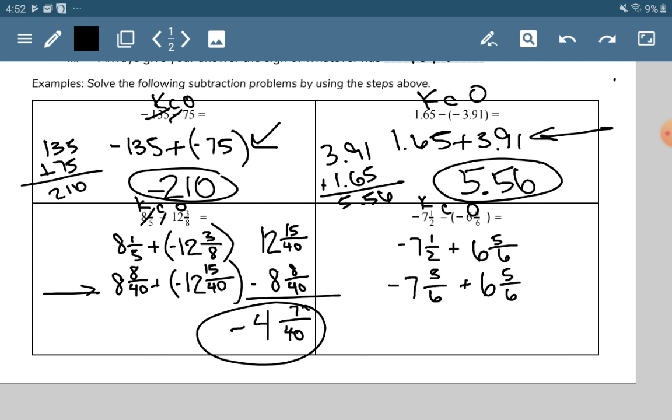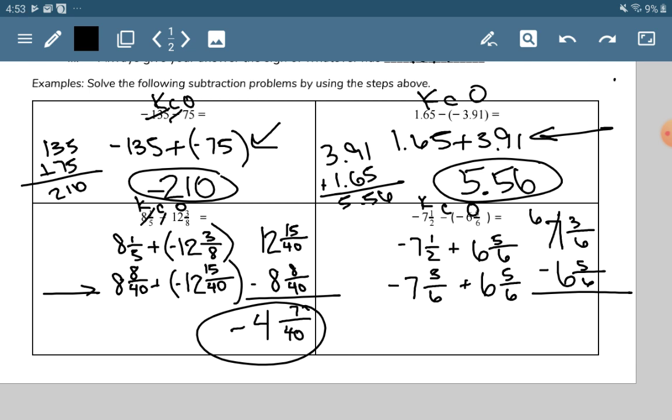As I mentioned just a moment ago, our signs are different. I've got one negative and one positive. When my signs are different, I find the difference, or I subtract. So I'm going to do the number with the bigger absolute value on top minus the number with the smaller absolute value on bottom. Unfortunately, this time, when I go to subtract my numerators, I cannot do 3 minus 5, so I'm going to have to borrow. I always borrow from my whole number, so the 7 becomes a 6.